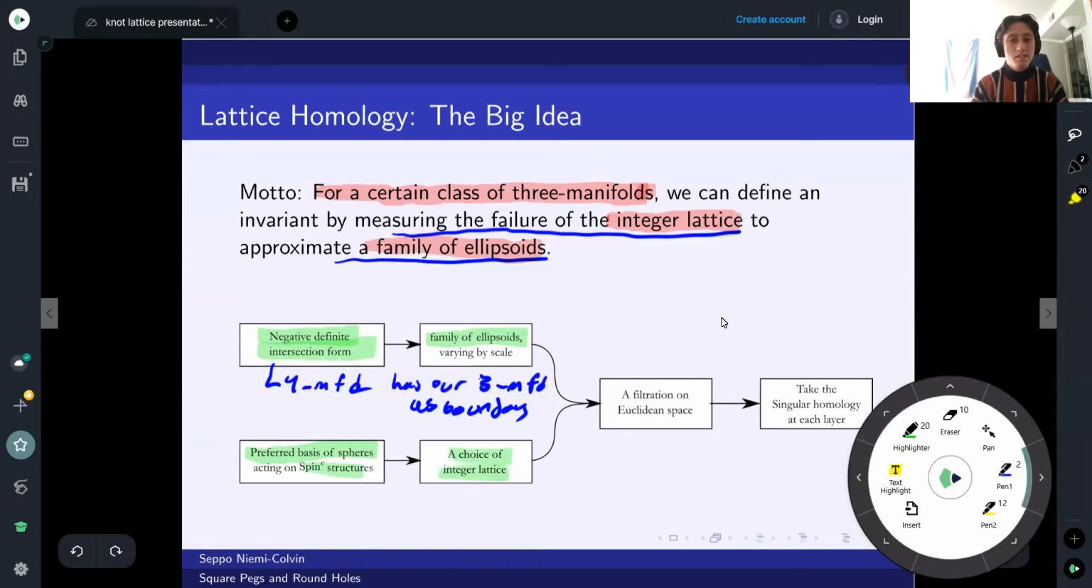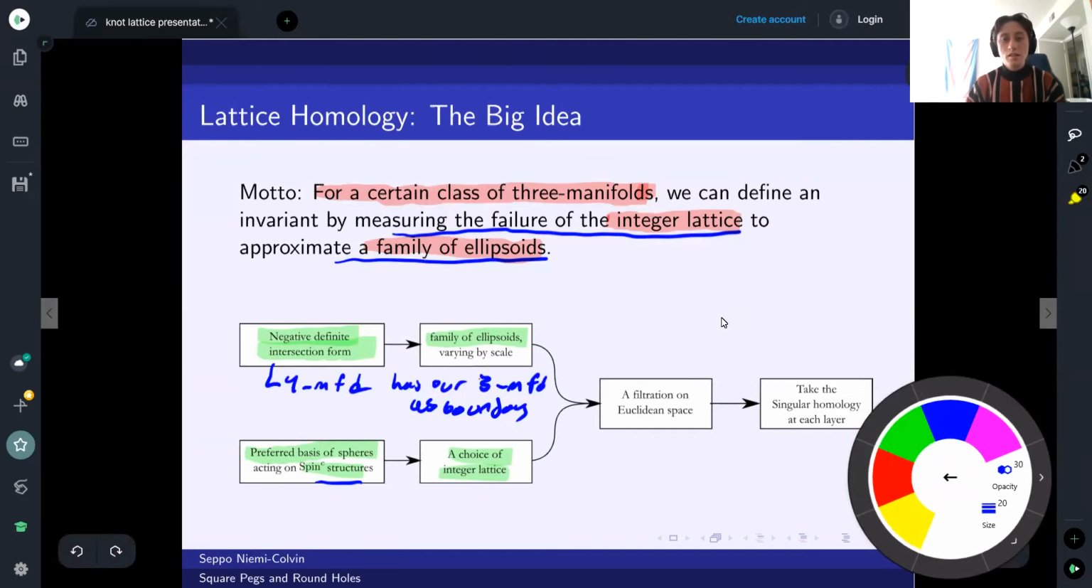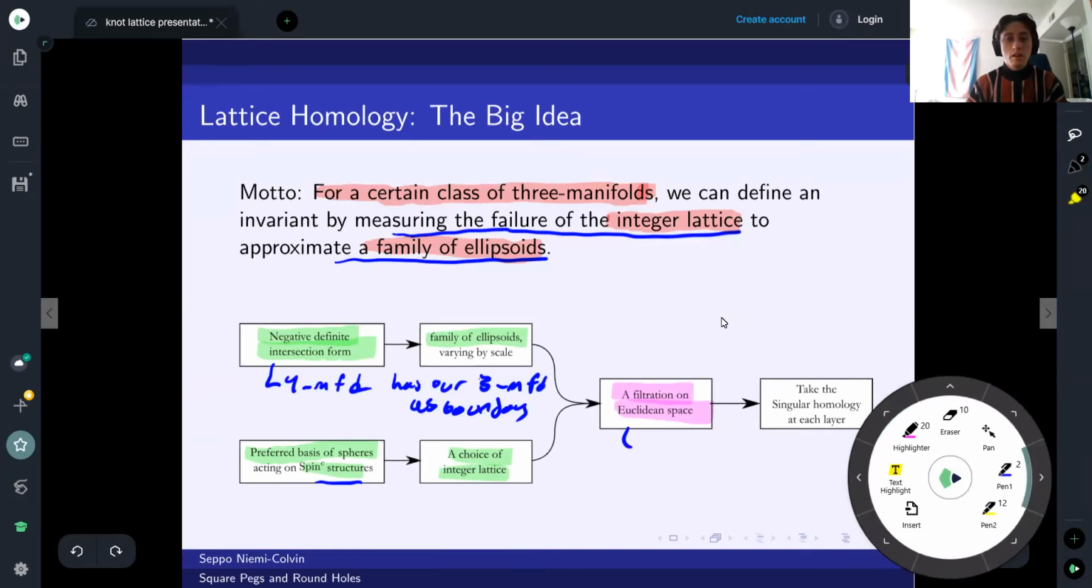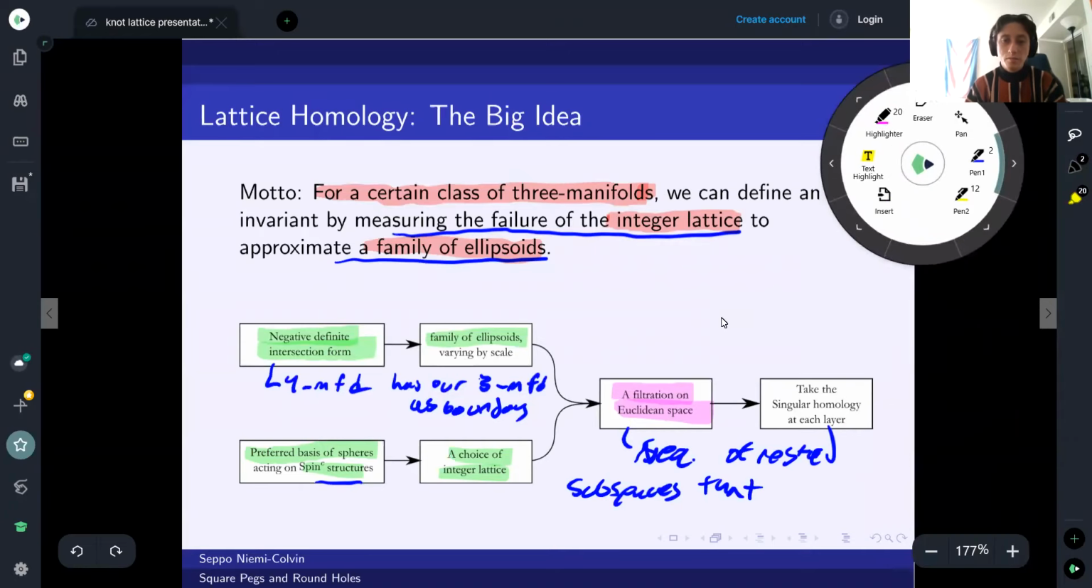I will go back to say a little bit more on this later, though, or at least how they fit into the picture. Together, these ideas come to give a filtration on Euclidean space. A filtration means that there's a sequence of nested subspaces that fills out Euclidean space. So if you get bigger, you'll eventually get to any point.